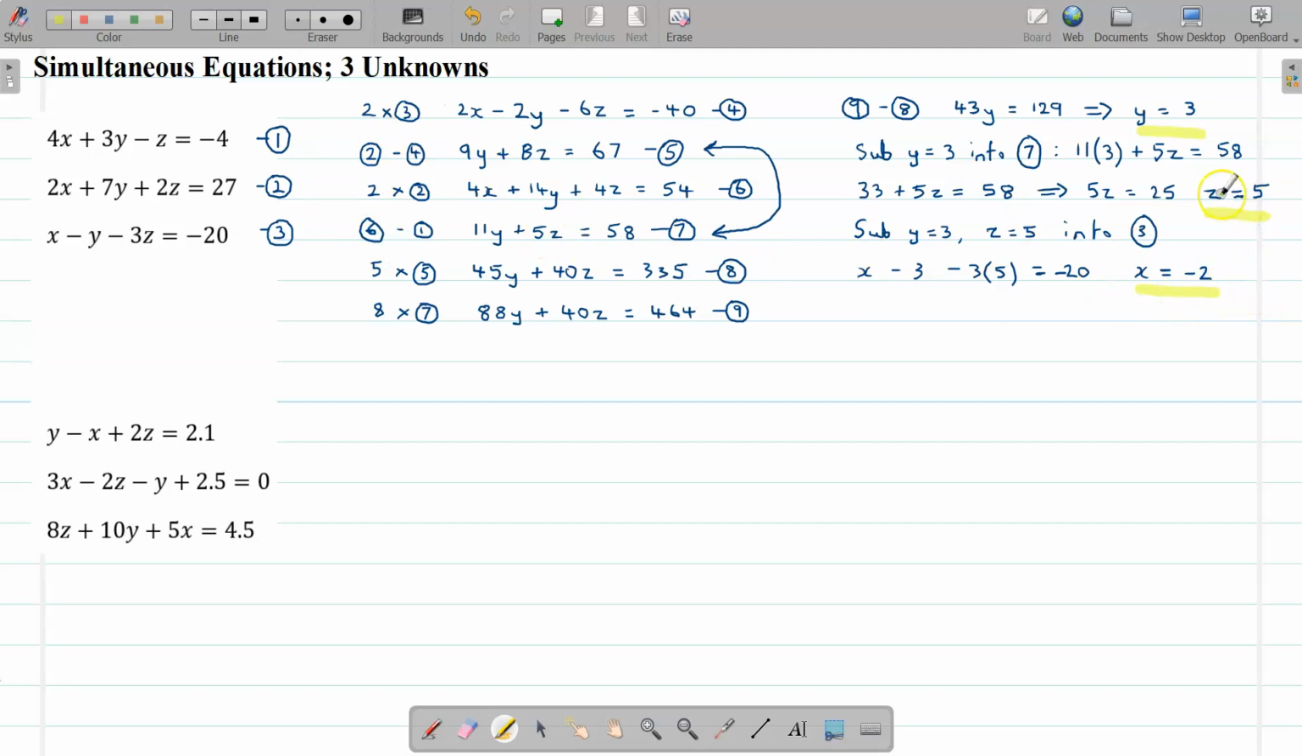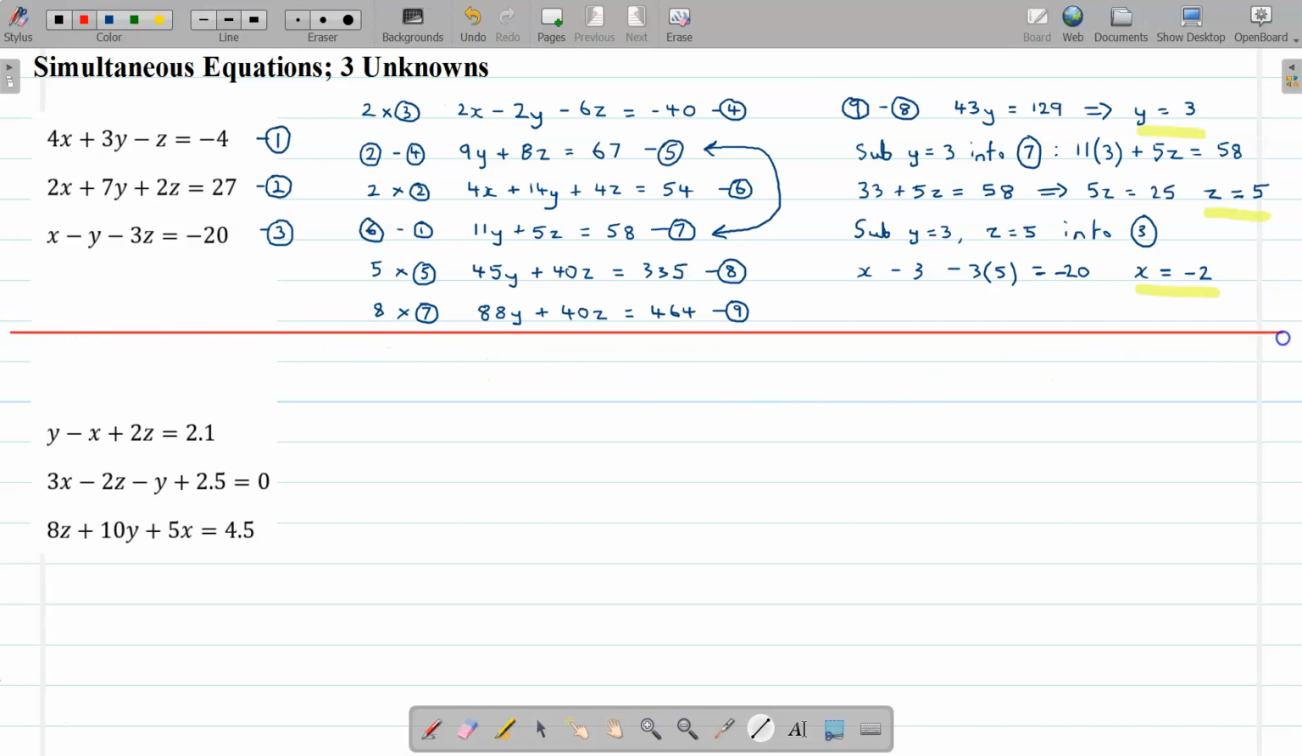So x equals minus 2, y equals 3, and z equals 5. Okay, whichever way you do this, there's going to be a lot of work to do. You don't get these answers easily, especially the first one. But once you have found the first solution, then the rest of it happens quite quickly, as you just saw. Okay, so let's move on to the second one.